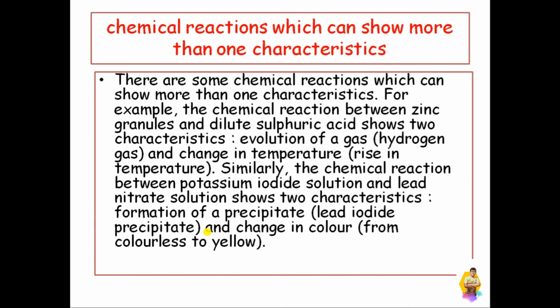Now we have already discussed all these things, and we can see some chemical reactions can show more than one characteristic. For example, the chemical reaction between zinc granules and dilute sulfuric acid. What are the changes? There are two changes: evolution of a gas, that means hydrogen gas, and also a change in temperature. We can feel this by our hand. Similarly, the reaction between potassium iodide and lead nitrate solution shows two types of change in characteristics, and these are formation of precipitate and also a change in color.